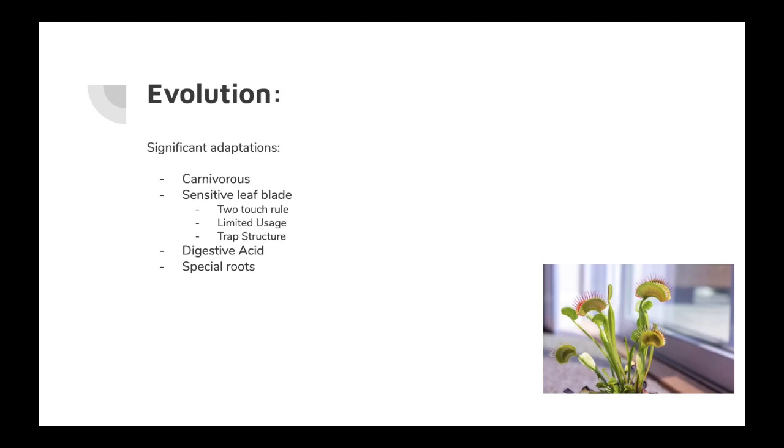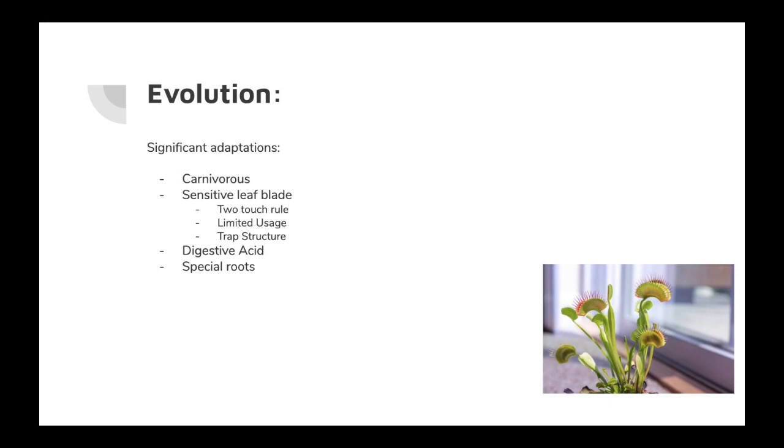These being sensitive leaf blades, which actually have a two-touch rule on their sensors. They also have a limited amount of usages, and have a cooldown period in which they can't be used for around 3-ish weeks. The trap structure of these leaves actually is quite different from other carnivorous plants, for it is more like a bear trap as opposed to other traps, and the bars on it, the kind of like teeth-looking things, those are also unique to the Venus flytrap.